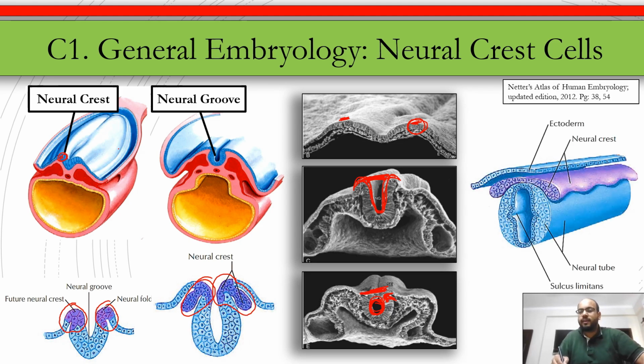Okay. Look at this diagram. So you have the ectoderm, you have the endoderm, and in between them you have the neural crest cells. Clear? So this is how the neural crest cells form, which will eventually give rise to dermis of the face and frontal scalp, along with melanocytes. Let's move forward.